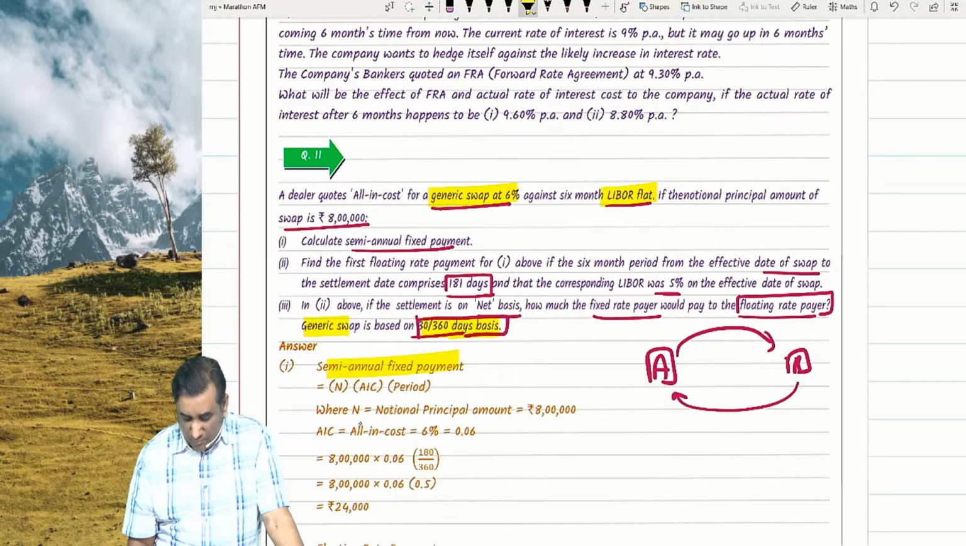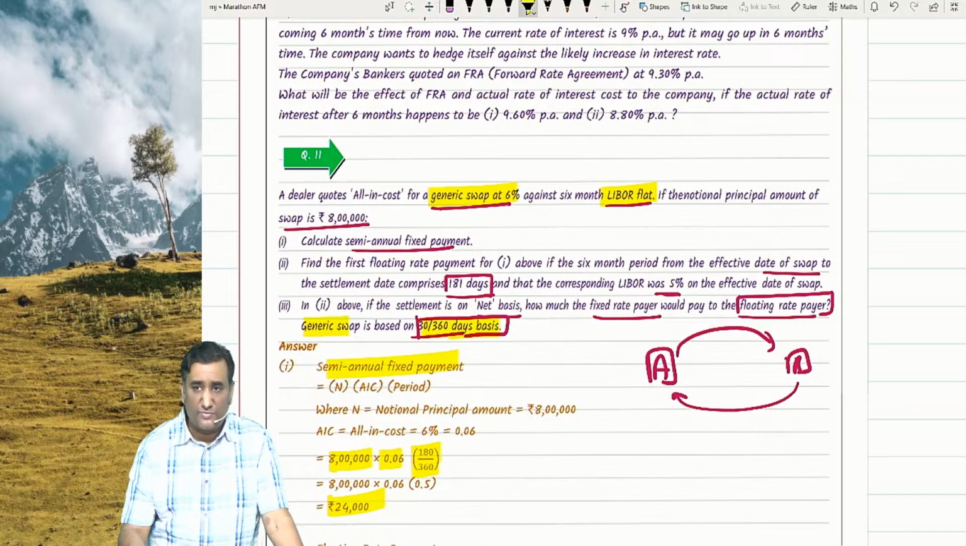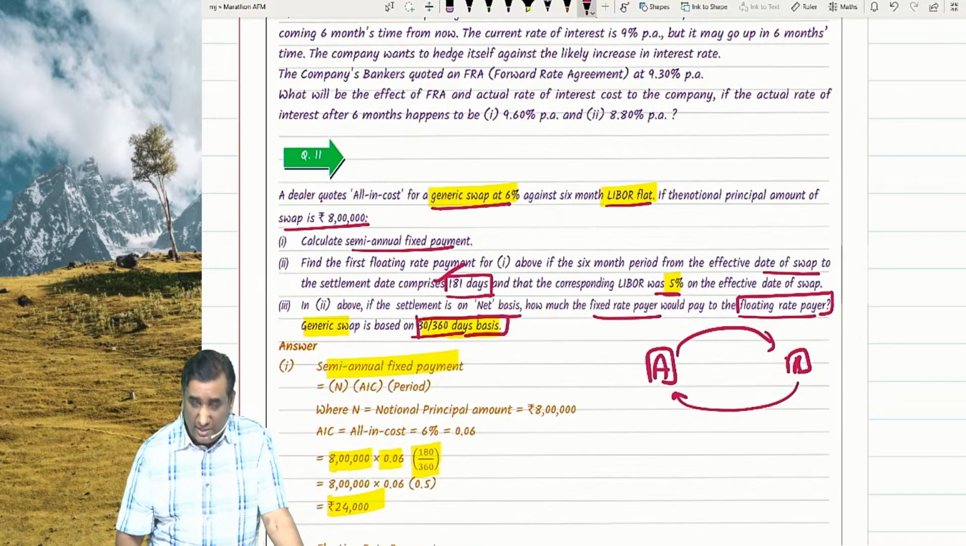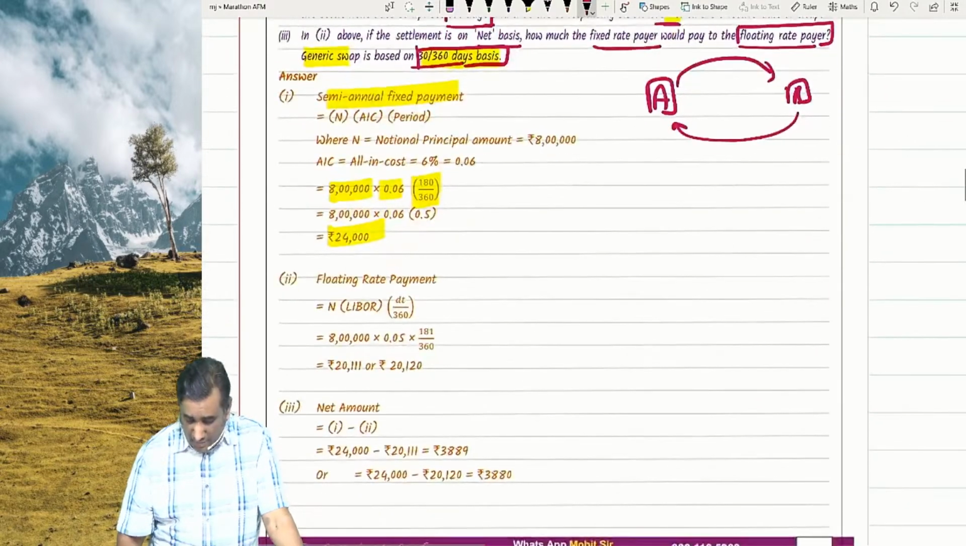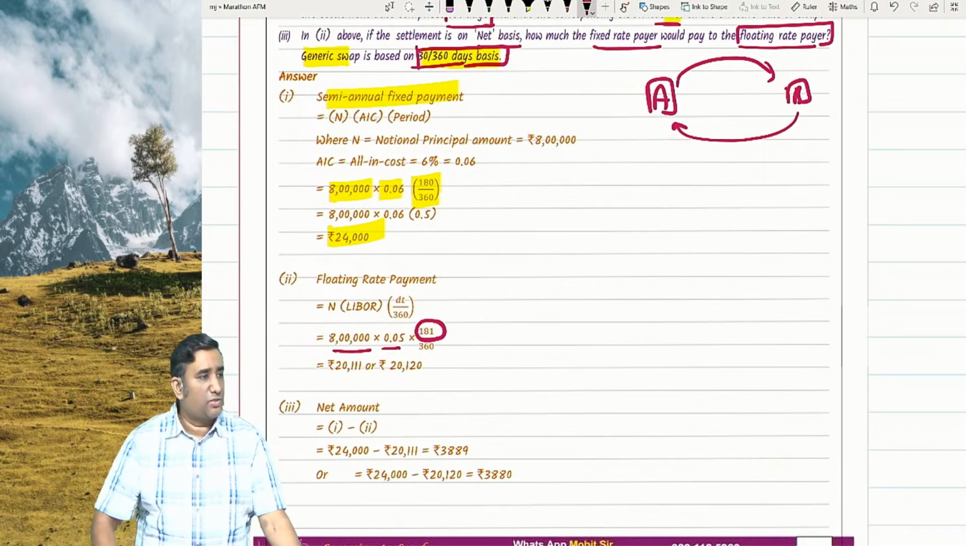So the semi-annual payment would be notional amount into 6% into 180 by 360. So one party will give the other 24,000. You can assume one is giving the second 24,000 as fixed. Now the second is giving floating. For that LIBOR is 5, but make sure you are using 181 days. So when you use 181 days, he has given 2 ways of answers. Actually, he has given 8 lakh into 5 into this. This is the only problem. Otherwise, this question was straightforward.